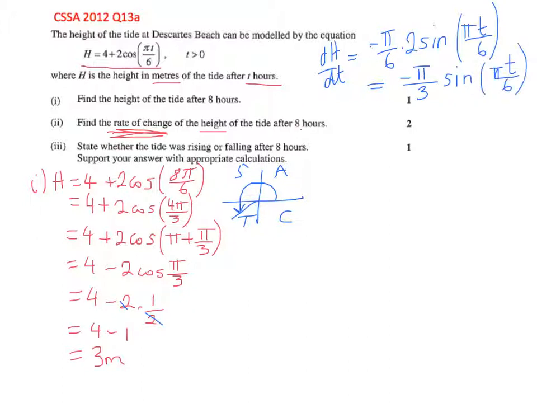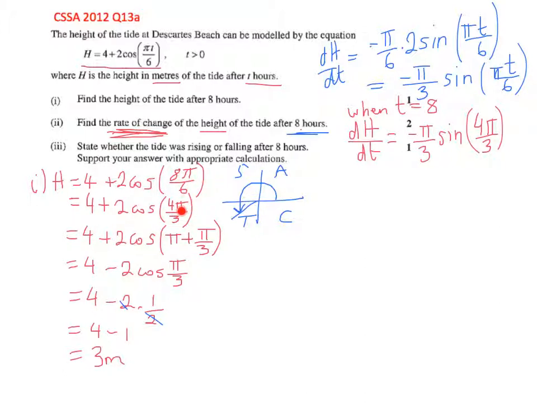Now this question was worth 2 marks, so you got 1 mark for differentiating. And then the next mark is found because we want to actually find the rate of change when t equals 8. So substituting in t equals 8. The rate of change is dh dt, so that's going to be equal to negative pi on 3 sine of pi times 8 on 6. So we already know that 8 pi on 6 can be simplified to 4 pi on 3, because we just did that over here.